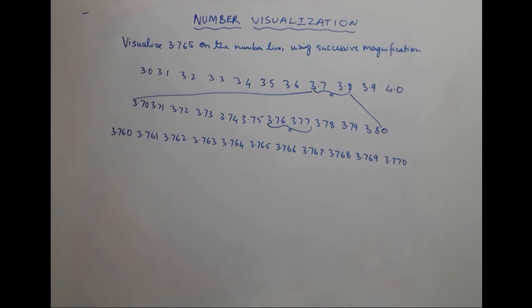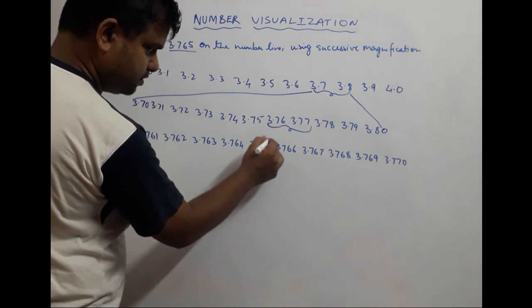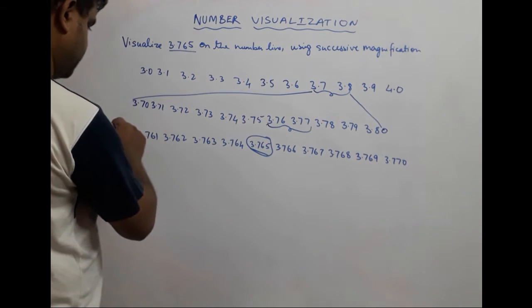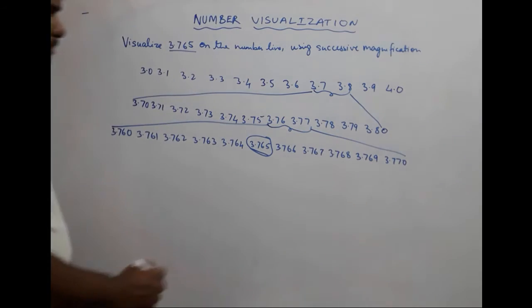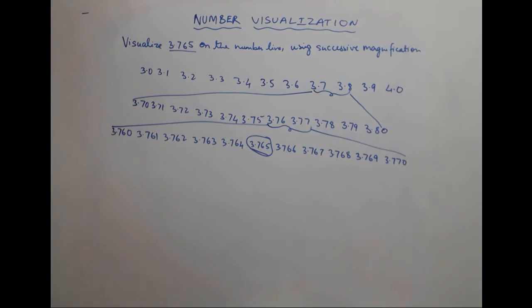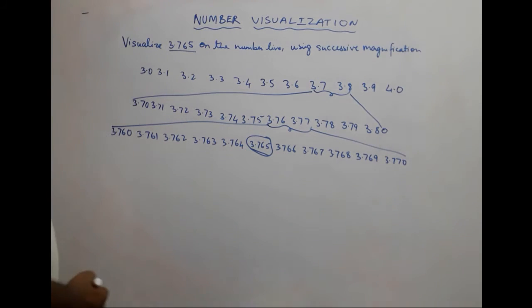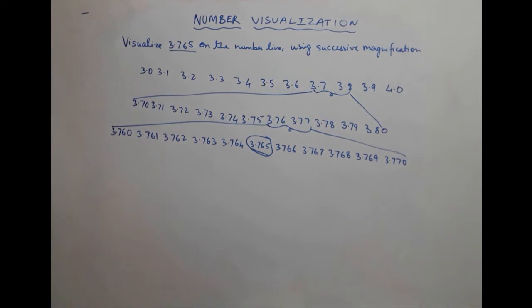Correct. Now let us locate our number, which is 3.765. Where is it? Over here. So we can circle this part, and we can mark this as our magnification from here to here. That shows that that particular area has been magnified into this, and that's our target. So we have managed to visualize 3.765 on the number line using successive magnification. Got it? Let us take another example so we can understand this concept better.